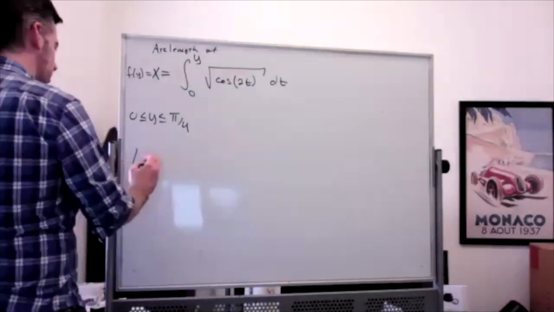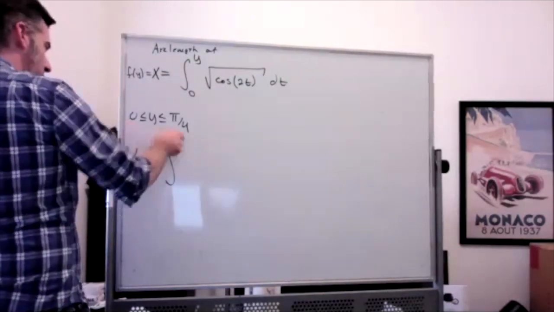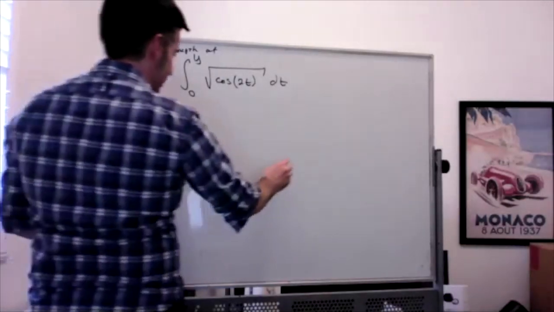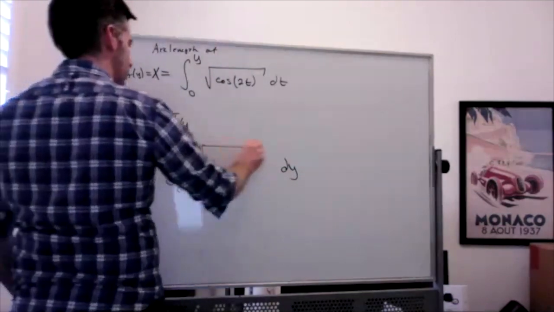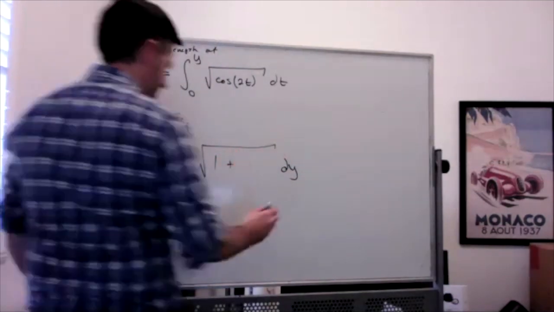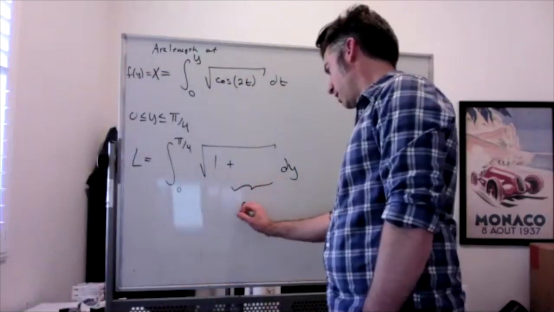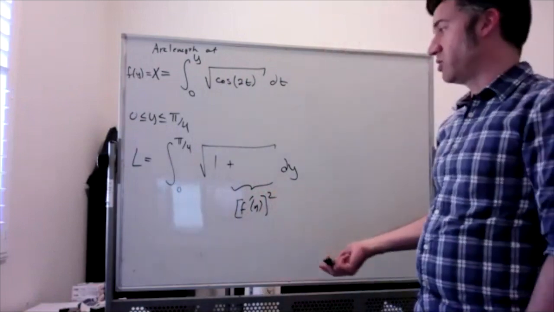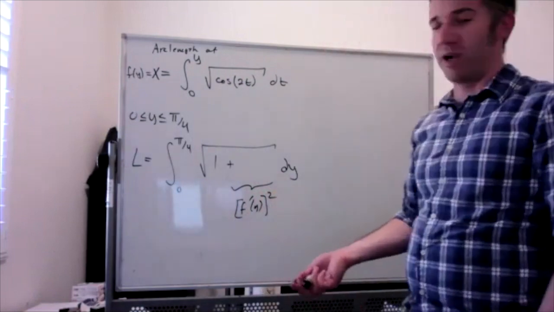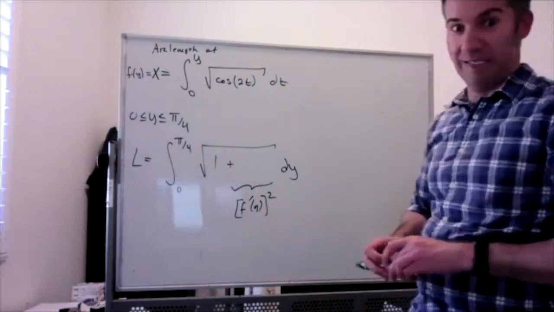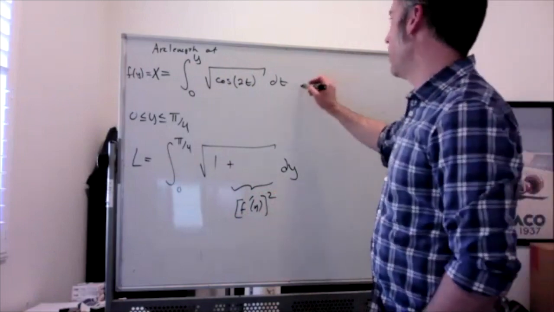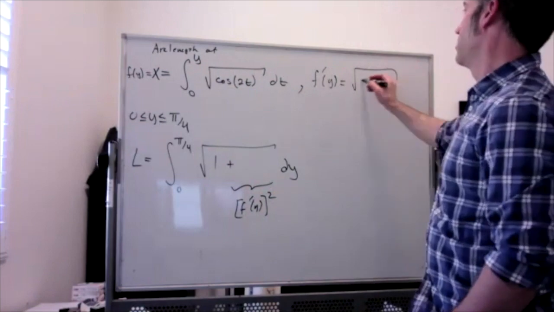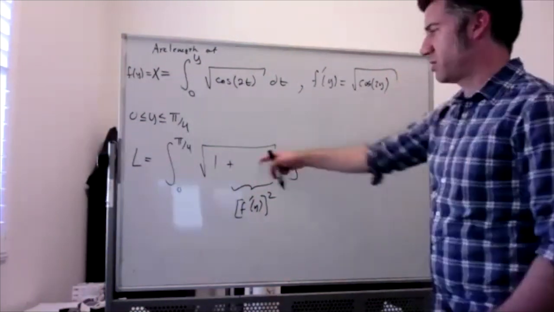So the length here is going to be the integral from 0 to pi over 4. These are y values, so we should have a dy, of the square root of 1 plus f prime of y squared. Everybody should be able to tell me really easily, what is f prime of y? Square root of cosine of 2y. Excellent. So then that's what's going to go here.